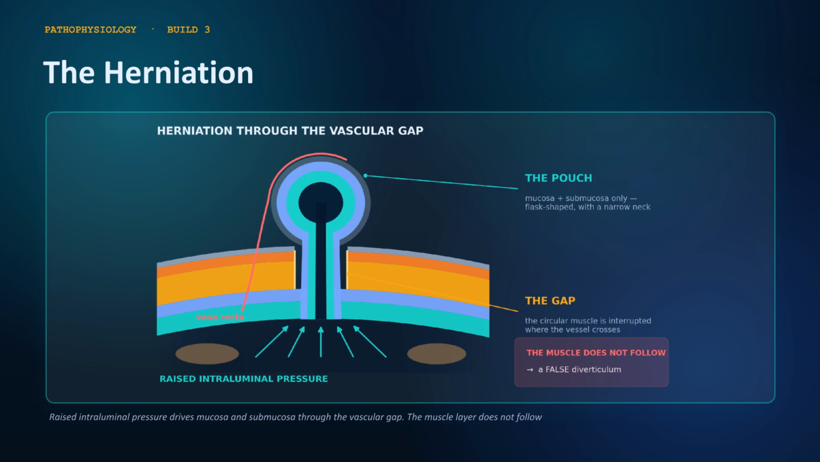The result is a flask-shaped pouch sitting outside the muscular wall, with a narrow neck, covered by serosa and a whisper of connective tissue. That is a colonic diverticulum, and now you can see why we call it false. And notice the neck of the pouch is narrow, so it cannot empty itself well. Hold on to that for the diverticulitis lecture.